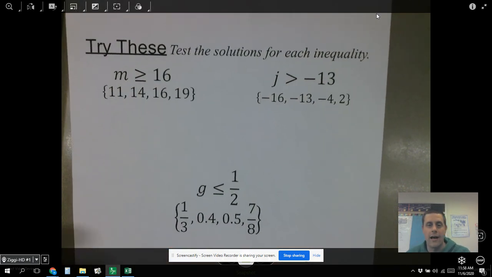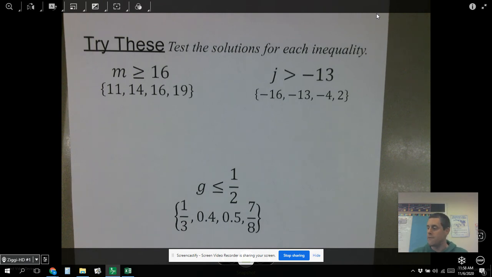All right, on your screen, I have 3 inequalities along with 3 different solution sets I want you to test out. Go ahead, copy them down on a sheet of paper, pause the video, and work them on your own. When you're done, start playing the video again to check to see how you did.